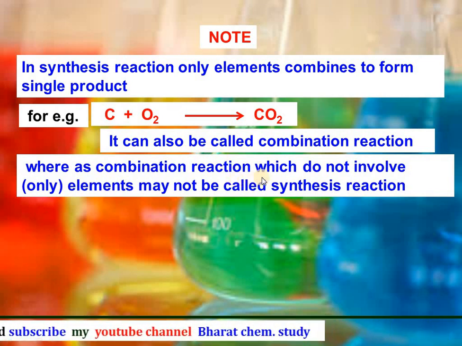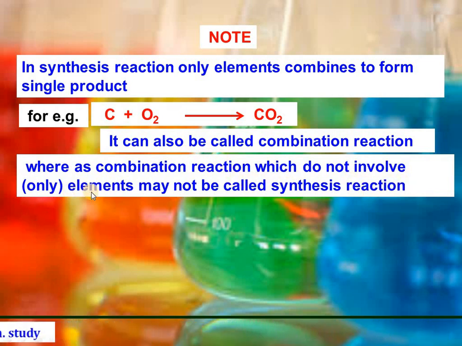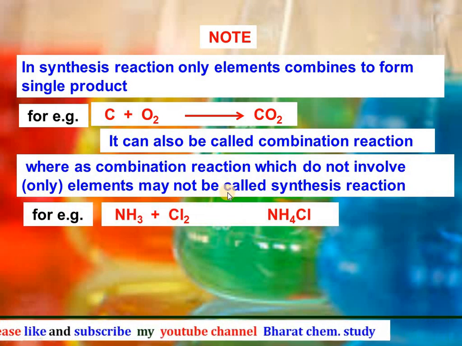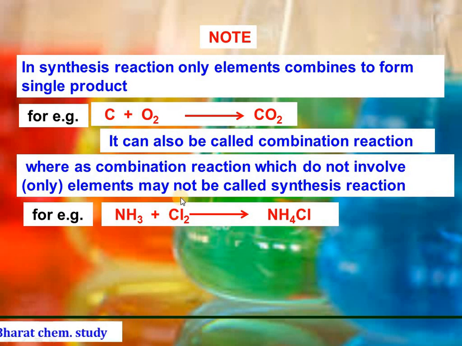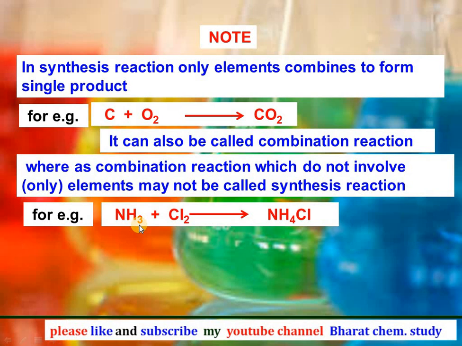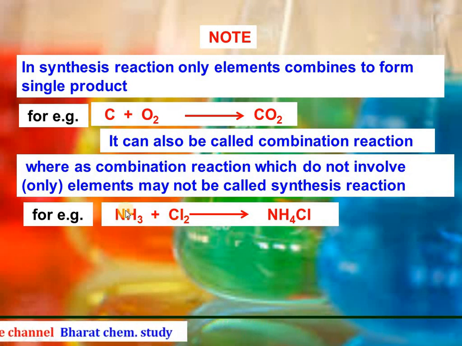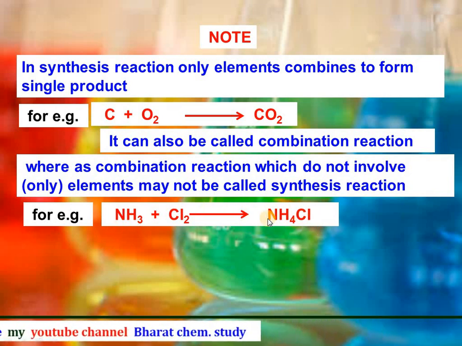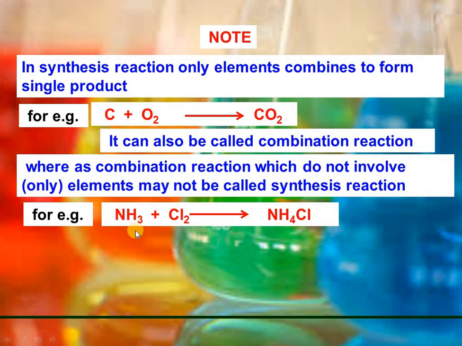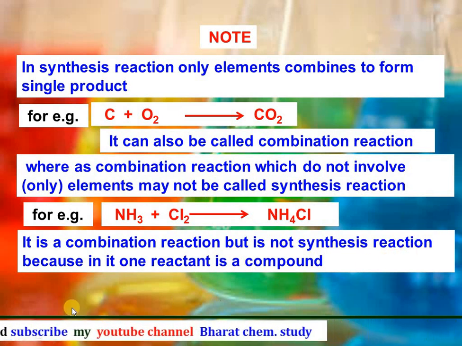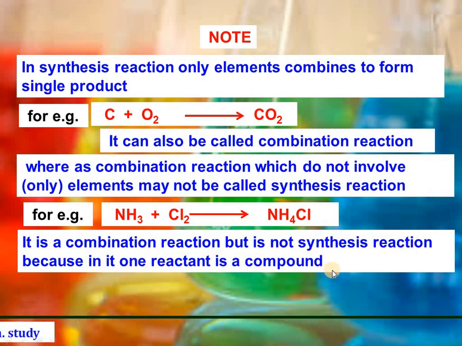Whereas a combination reaction which does not involve only elements may not be called a synthesis reaction. For example, see this example. In this, ammonia reacts with chlorine. Chlorine is present in an elementary state, but the other reactant is ammonia, which is a compound. So both of the reactants are not in their elementary state to form ammonium chloride. That's why it can be called a combination reaction, but it cannot be called a synthesis reaction, because one reactant is a compound.